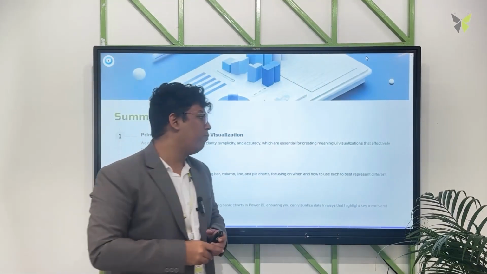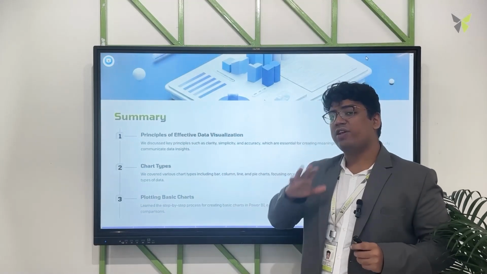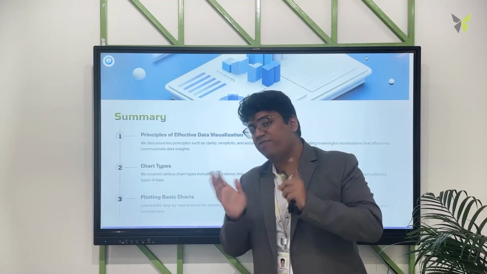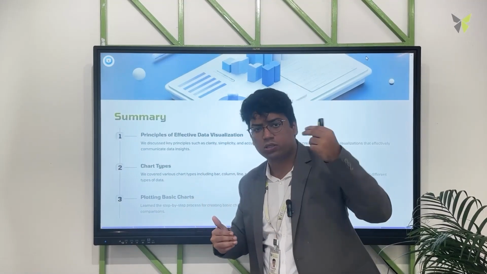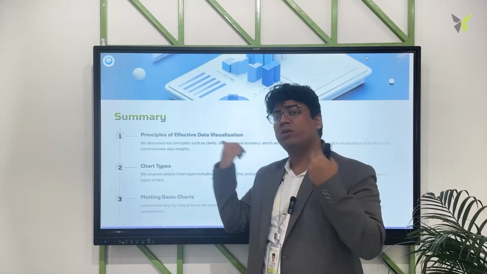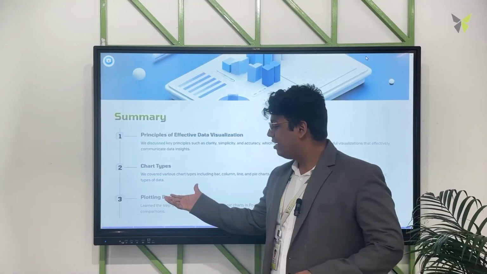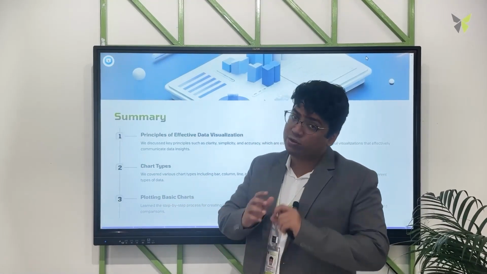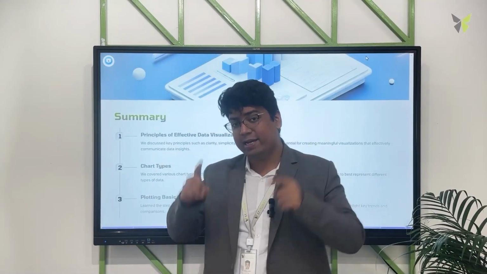Finally, summarizing the whole points now. The first one was the principles of effective data visualization. Another one we saw was chart types. We saw the pie chart, scatter plots, bar plots, and column charts as well. There are multiple charts beyond this. We'll be seeing multiple charts in our practical application. And finally, the last thing is plotting basic charts, which we have already seen how to make, but we'll take a detailed view in our practical application.